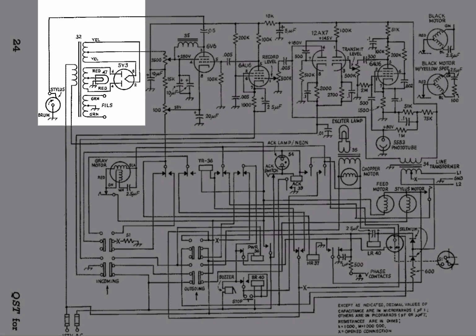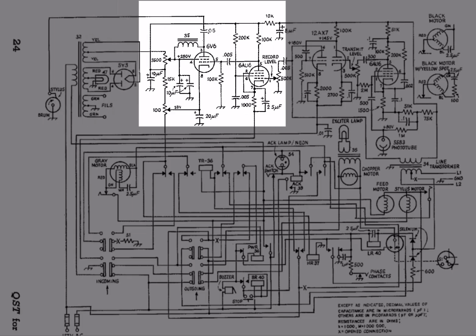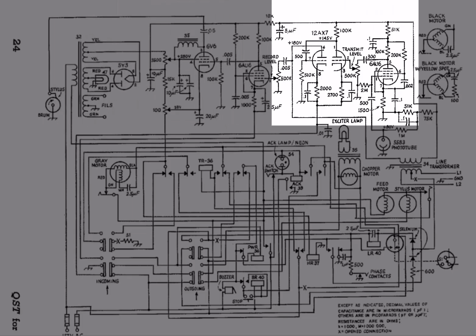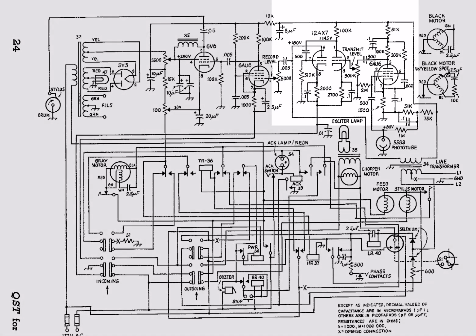Now, across the top of the schematic, we have the power supply on the left, the receiving or the recording amplifier in the middle, and the sending or the transmitting amplifier on the right. Only one amplifier is enabled at a time, so the transmit and receive amplifiers are simply connected together to this winding in the coupling transformer.